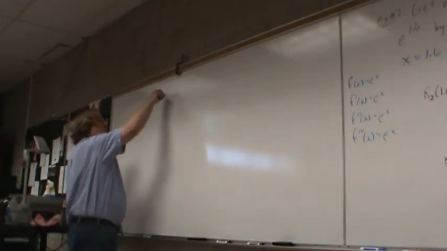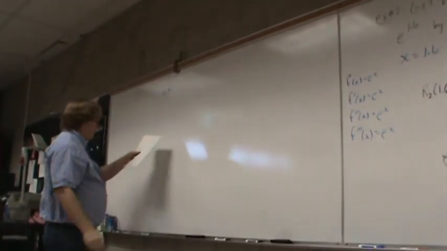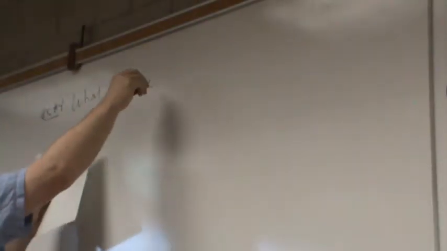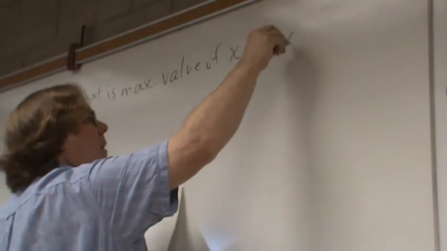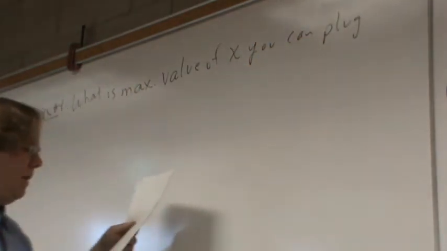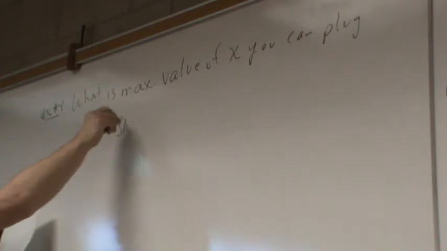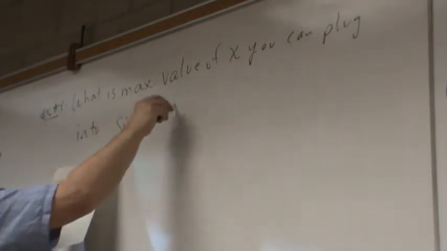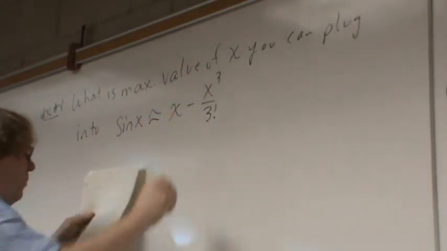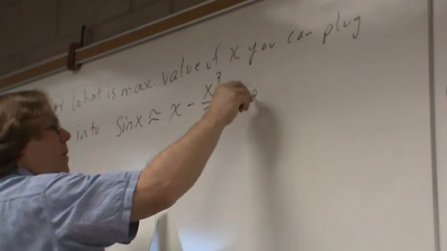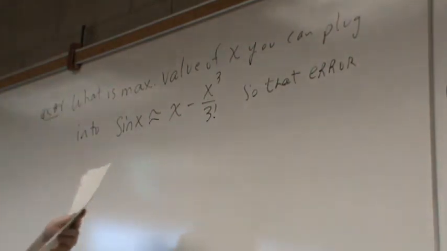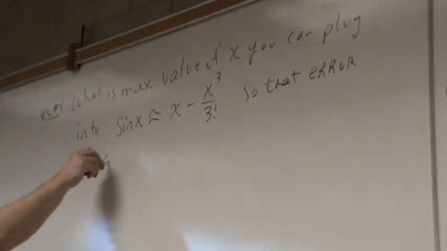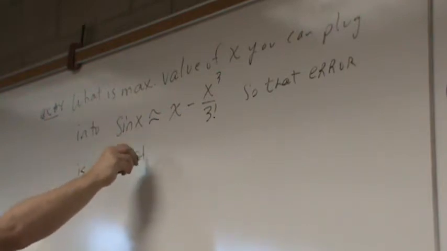Here we go. Example number 4. What is the maximum value of x you can plug into the sine of x is approximately equal to x minus x to the third over 3 factorial, so that the error is less than or equal to 0.001.